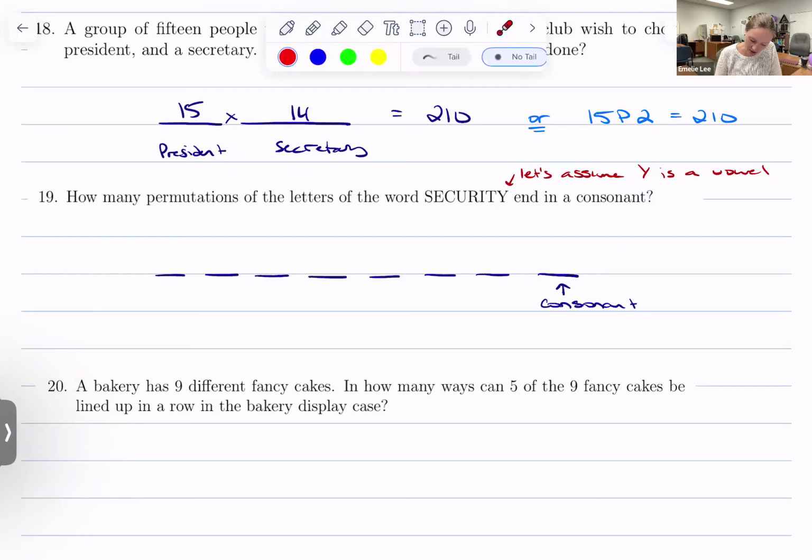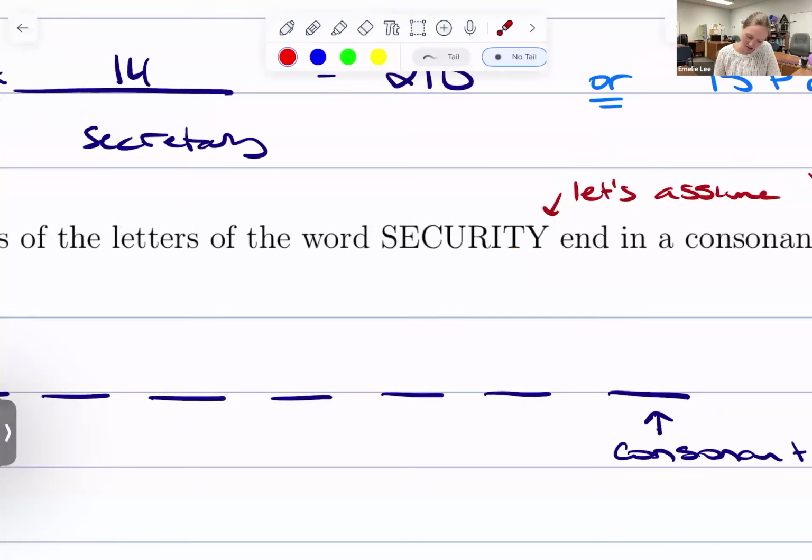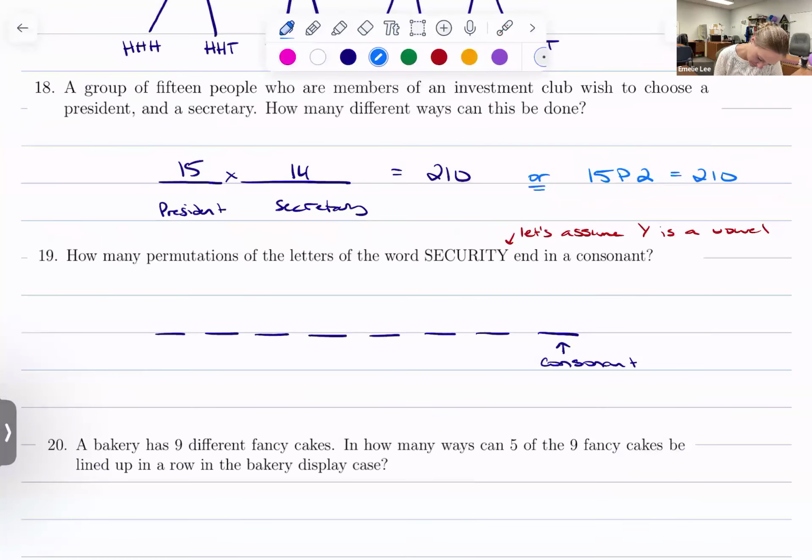Now, how many consonants do I have if Y is considered a vowel? I have 1, 2, 3, 4. 4 consonants. And then E, U, I, Y, 4 vowels. Depends on if you consider a Y consonant or a vowel. But in this case, it's a vowel.